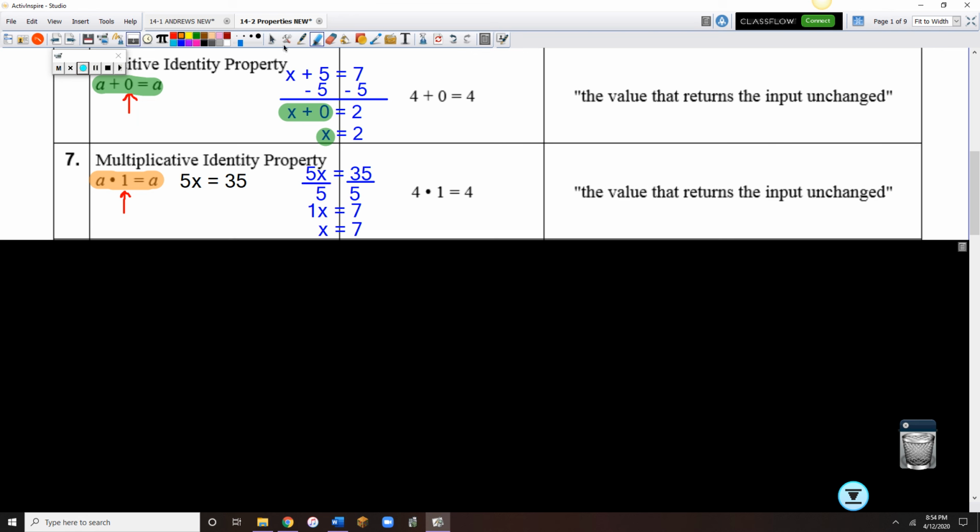All right, where does this come into play? So it comes into play right here. When we solve 5x equals 35, we divide both sides by 5, and we get 1x equals 7. Well, most of the time, I don't write 1x, I just skip right to the x. So here's where the multiplicative identity property comes into play. We don't write 1x, we just do it, but it's there.